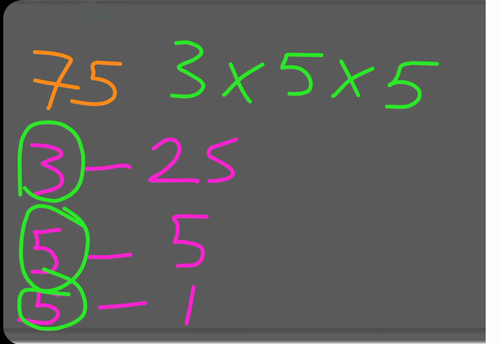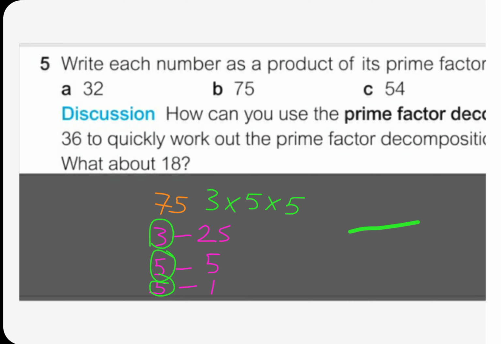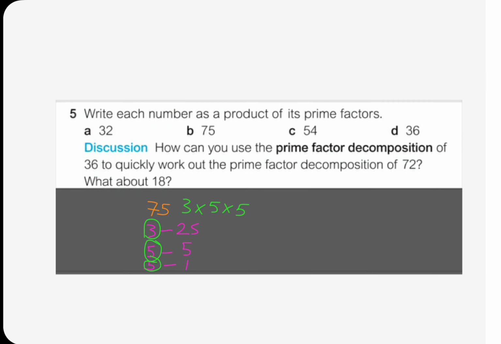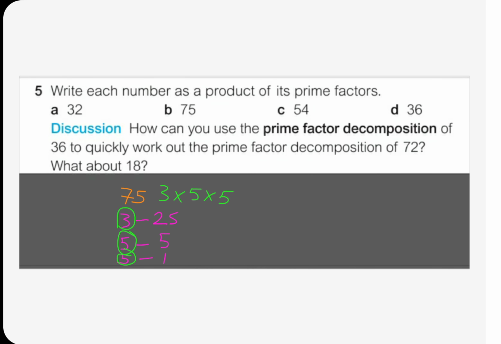Good job. Now, we answered A and B. For questions C and D, you can do it on your own. Use the same idea. Use the prime numbers. Divide the whole number by the first prime number, like 2. If you can't divide it by 2, divide it by 3, and so on, until you get to the point that you have 1 in your answer.